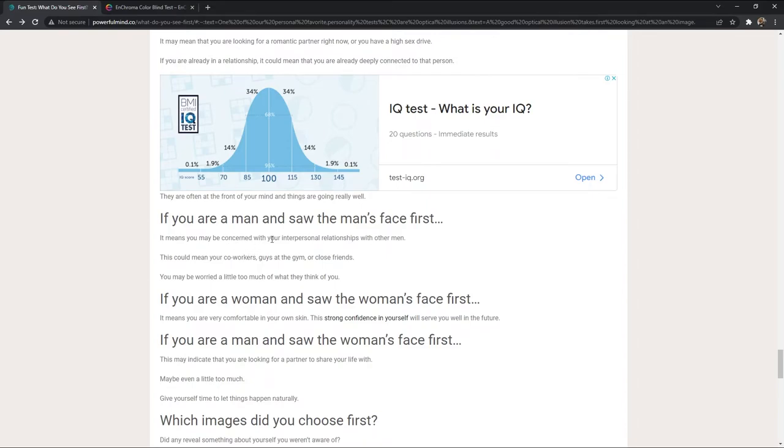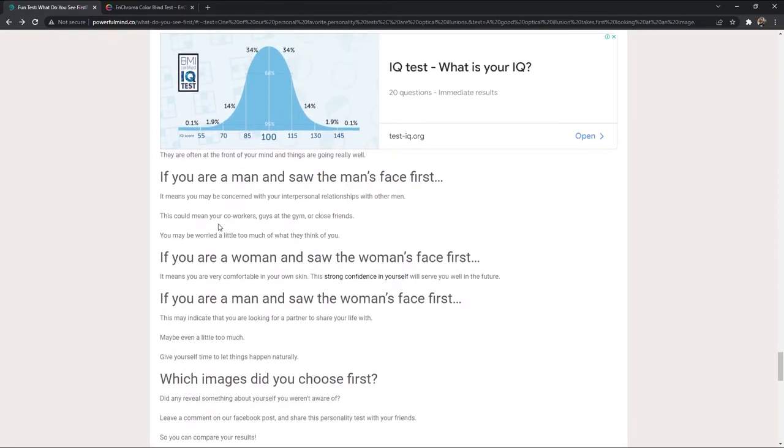It means you may be concerned. Wait, but what about for gay people? You could actually technically see that. Yeah. It could, because this is probably from the point of view of a straight person. Actually, they didn't do a bad representation. It means you may be concerned with your interpersonal relationships with other men. Yeah, okay. Mm-hmm. They didn't really say the word, but yeah. This can mean your coworkers, guys at the gym, or close friends.